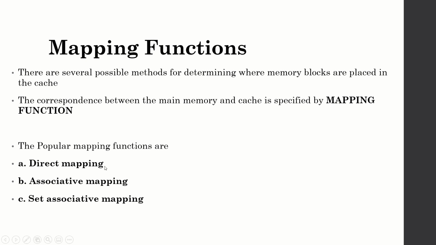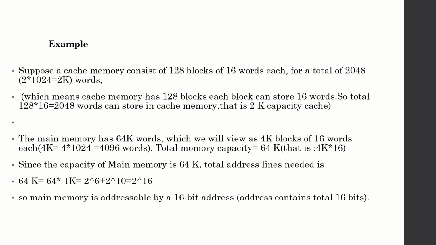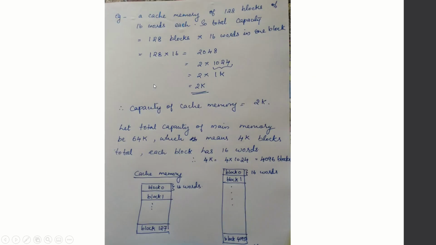Here we have to study three popular mapping functions. The first one is called direct mapping. The second mapping function is called associative mapping, and the third one is called set associative mapping. In order to explain all these, we are considering one example problem.